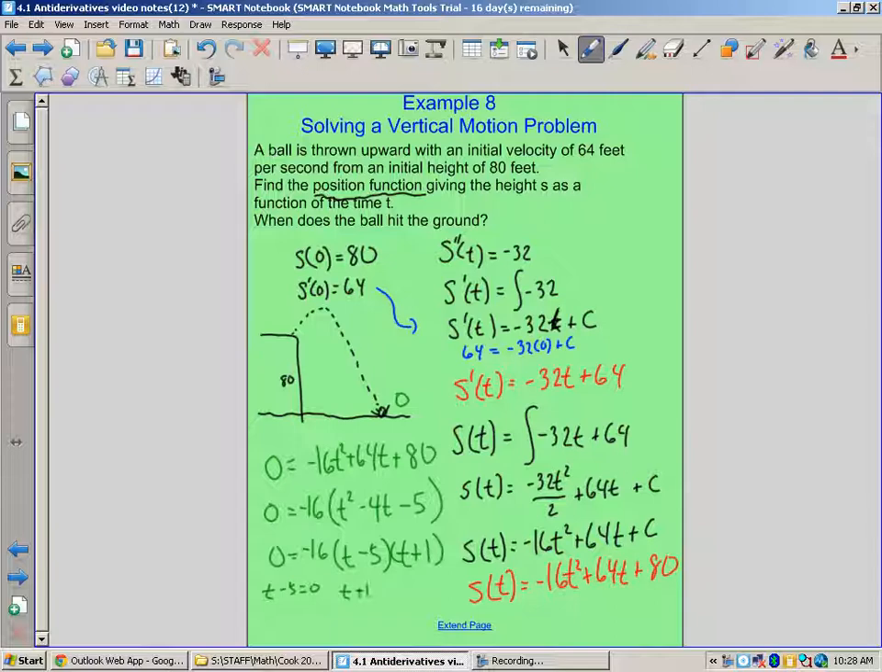Well, t equals 5 makes the most sense because the ball is moving forward. As time moves along, it takes 5 seconds to hit the ground. And if I went backwards, negative 1 second would be the time back to when the ball would have dropped that far. But we're not doing that, so we never use negative time. And so our final answer is that the ball hits the ground 5 seconds after we threw it.